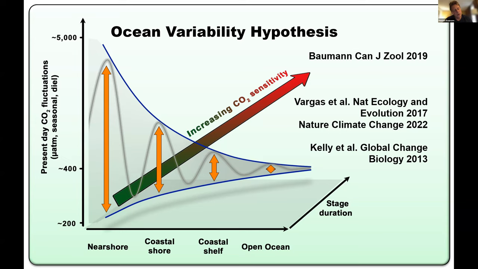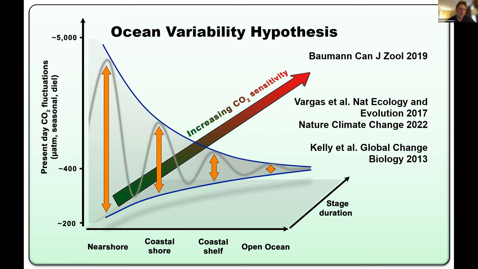Then you go further offshore, to the coastal environment, and these short-term fluctuations attenuate. My hypothesis, which I believe is what I see in the data, is that the further you go out, the more stable the CO2 environment becomes. That has two consequences. The first is that the actual anthropogenic ocean acidification signal becomes clearer and emerges from that large background variability. And if you find an organism adapted to that open ocean or coastal shelf, with lower variability, you have a good chance of finding an organism that is more sensitive to ocean acidification or higher CO2 levels than in those very nearshore environments.